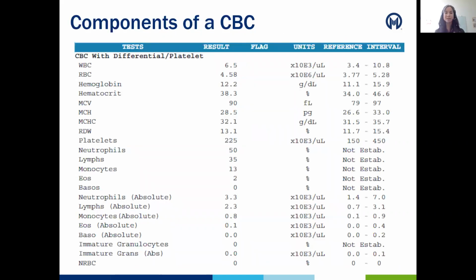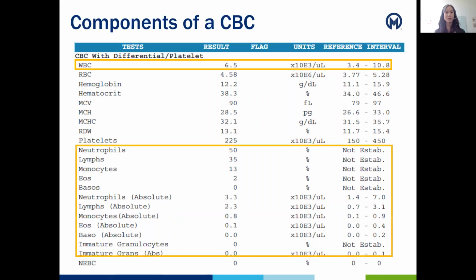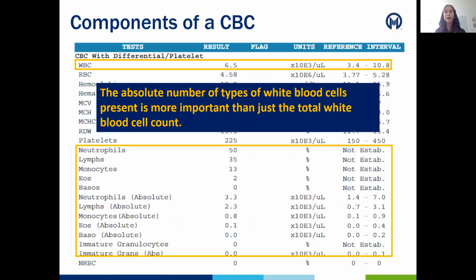So again, going back to this blood count with differential, we see the reports here. And usually the absolute number of the types of white blood cells are a lot more important to us than just the total white blood cell count. So often we can see a person with just a slightly low white blood cell count, but all of the different types of white blood cells are actually normal. And that's actually just their normal baseline and not of any clinical significance.